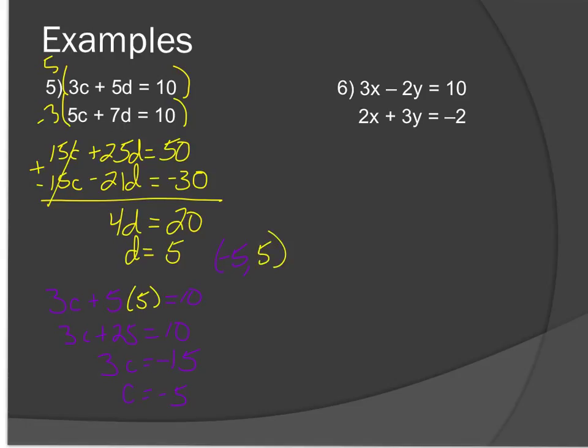All right, let's look at number 6. Same idea. Variables lined up, but there's no number I can multiply one equation by. So we'll look to multiplying both equations by different numbers to get same coefficient, opposite signs. Looking at my y's, I already have opposite signs, so I'm going to choose those. So the first one, if I multiply by 3, second one by 2, then we get 9x minus 6y equals 30, and 4x plus 6y equals negative 4.